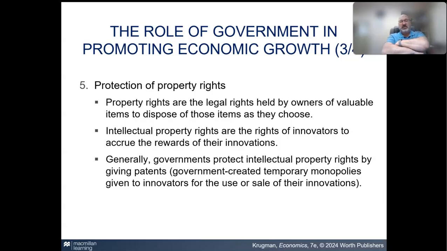Protection of property rights. Property rights are the legal rights held by owners of valuable items to dispose or keep those items as they choose. Intellectual property rights are the rights of innovators to accrue the rewards of their innovations. Generally, governments protect intellectual property rights by giving patents, which are basically government-created temporary monopolies for innovation for the use or sale of their innovation. So, a patent is the exclusive right to a production process, typically for a period of time. Could be 7 years, 16 years, 12 years, whatever that is. I think one goes up to 20 years.